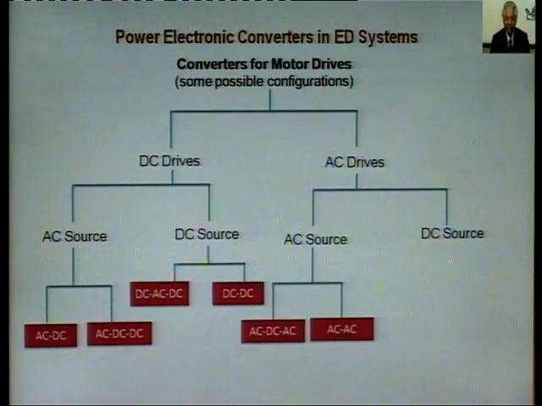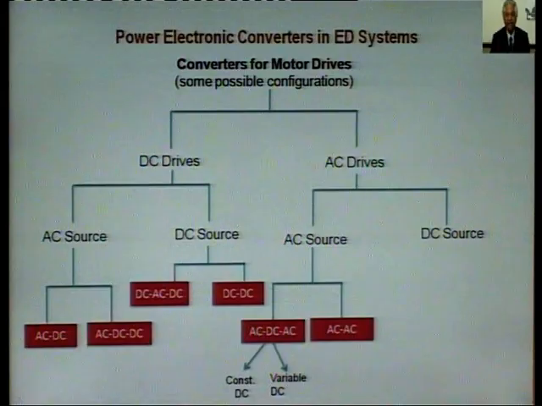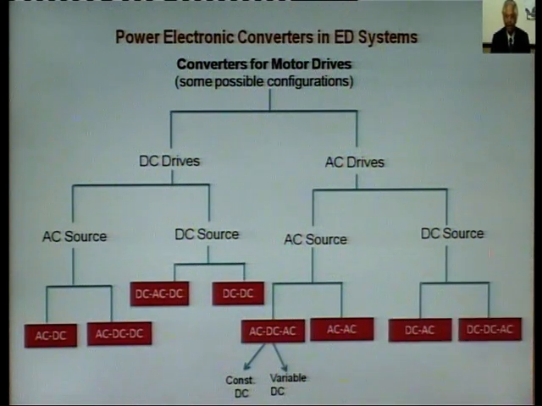Let us see about AC drives. It could be AC to DC and then further to AC, or it could be AC to AC, meaning at a different voltage level or at a different frequency level. Further, AC to DC and DC to AC can be classified as constant DC and also as variable DC. With a DC source, there could be DC to AC, or DC to DC to AC, meaning the levels are different.